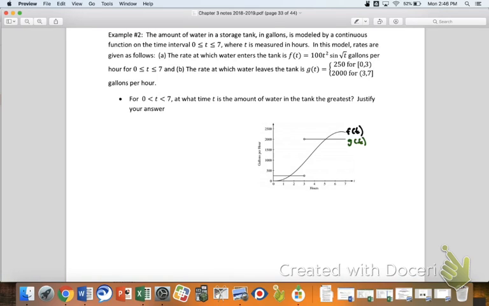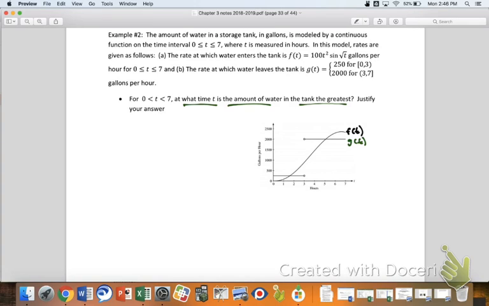All right. So then we read the objective, the bullet point there. On the open interval 0 to 7, at what time t is the amount of water in the tank the greatest? At what time t is the amount of water the greatest? What on earth is that talking about? The space between the lines on the graph. Well, now you're getting a little bit too technical for me. I'm just wondering, when it says, what time is the amount of water in the tank the greatest, how would you interpret that?